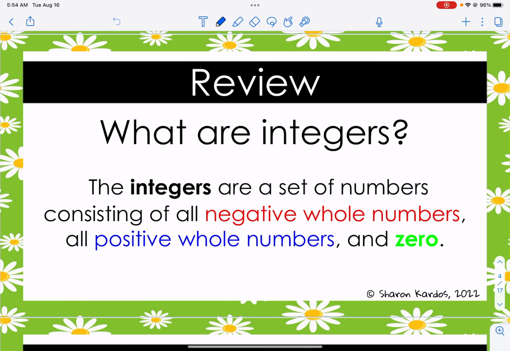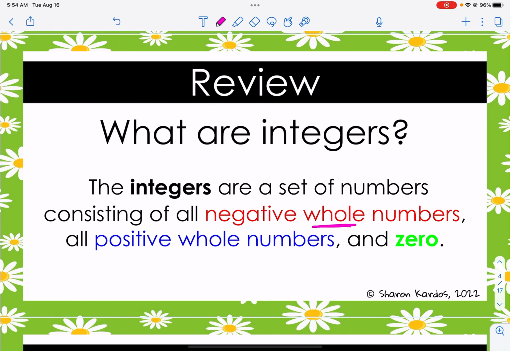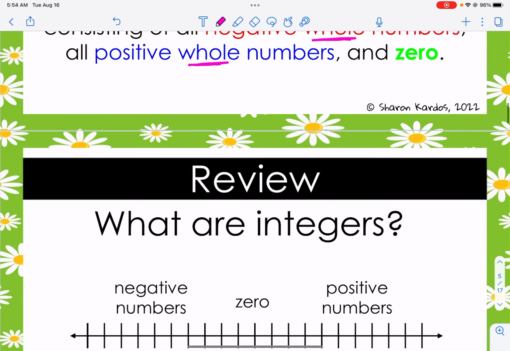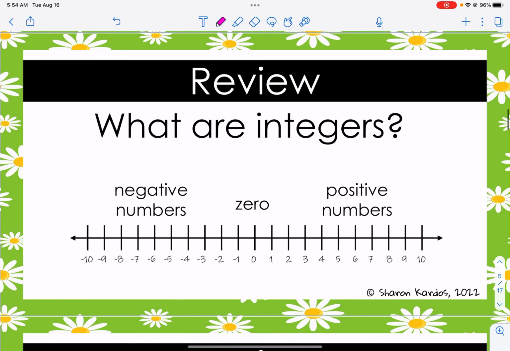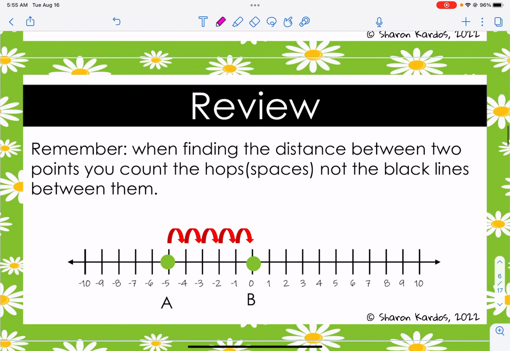To start with a quick review, integers are a set of numbers consisting of all the negative whole numbers, all the positive whole numbers, and zero. Remember, we cannot have decimals or fractions as integers. They have to be whole numbers. And here is our visual just to remind us. Notice there are no decimals or fractions on the number line.